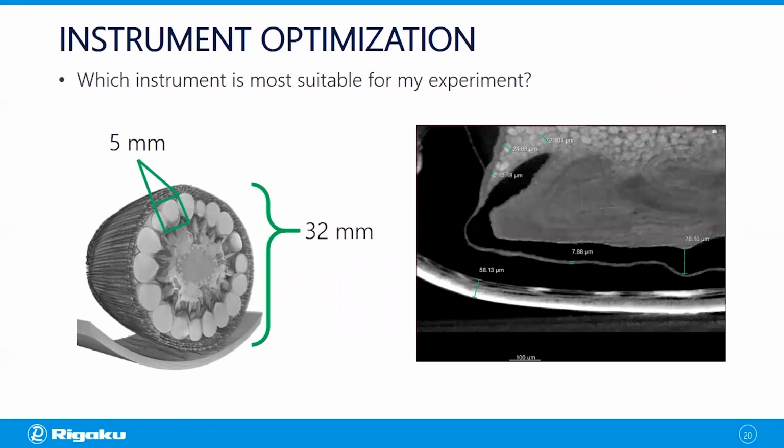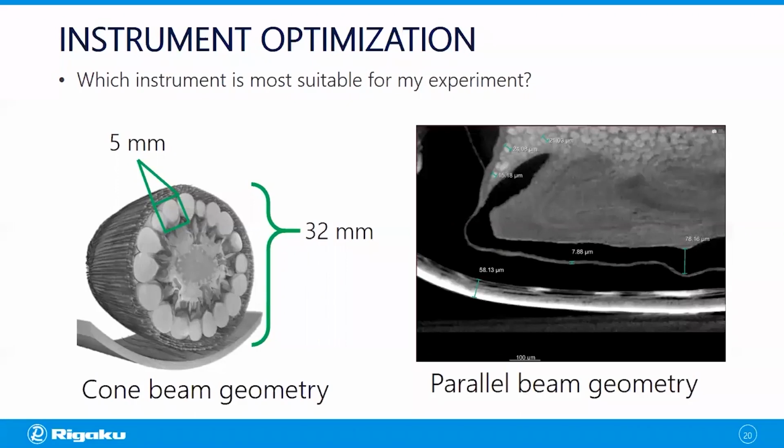And if we compare that to the right, where we have a seed, the feature sizes are in the range of a few microns to tens of microns. And our total field of view in this case is around 2 millimeters. So it would make sense to think that you may choose different instruments or beam geometries for each of these samples. So, for example, the corn sample was collected using cone beam geometry, and the seed was imaged using parallel beam geometry.